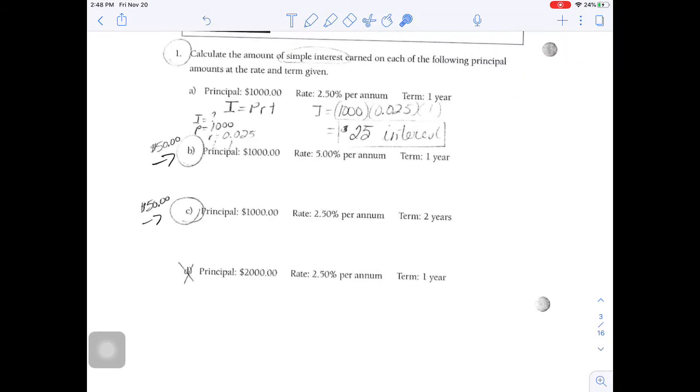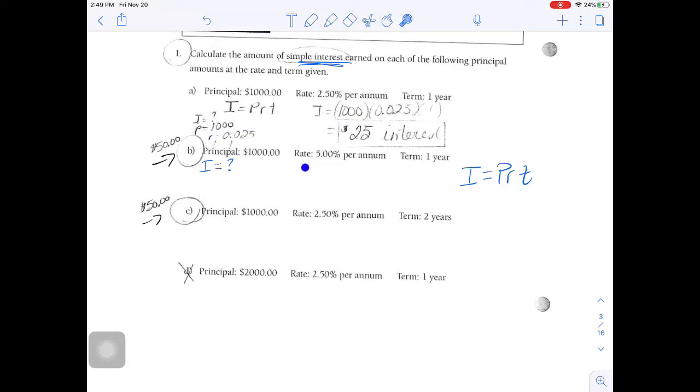So let's look at example 1. Calculate the simple interest earned on each of the following principal amounts of the rate and term given. So you can see a worked up bubble here. It's always good to represent what you have. So here we're trying to find I. Okay, it says calculate the simple interest. So calculate I. As soon as you see simple interest, you know you're dealing with I equals PRT. You might ask yourself, do I have to memorize this formula? No, it'll be on your data sheet.